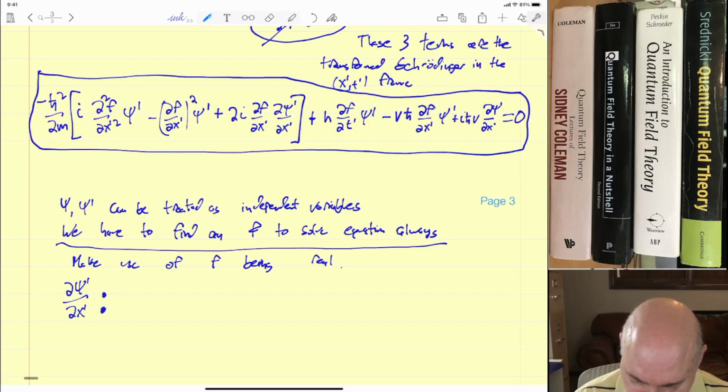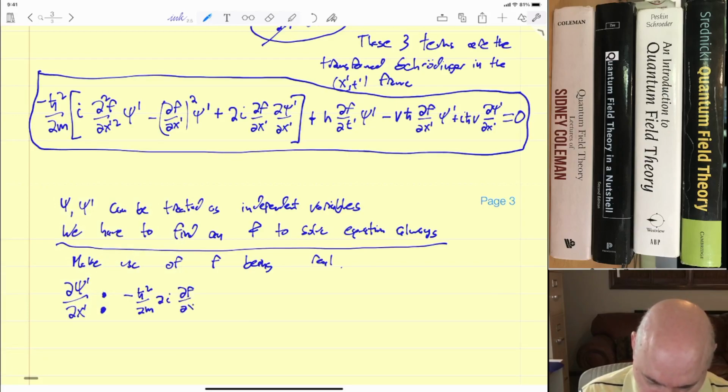Okay, this has a psi prime, this has a psi prime, this is psi prime with respect to x prime. So I get minus h bar squared over 2m, 2i, the partial of f with respect to x prime. Okay, and then I have plus, this is the only other term which has a partial of psi prime with respect to x prime, plus i h v equals 0.